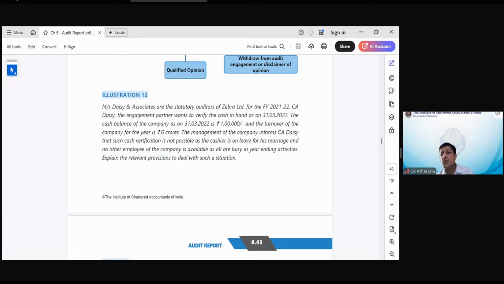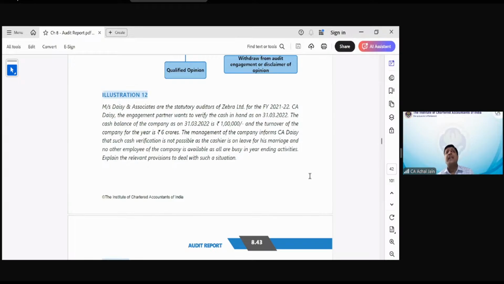Is the auditor able to perform such an audit procedure in this scenario? Shreya says no. So that means the required information is not available, or sufficient appropriate audit evidence to verify cash is not made available to the auditor. Therefore you get into the second situation. So now the auditor will have to do the impact analysis.